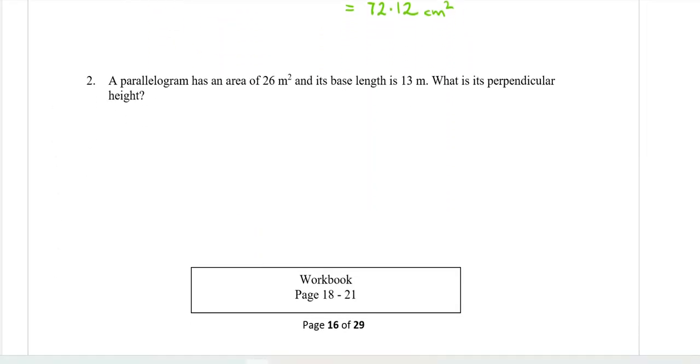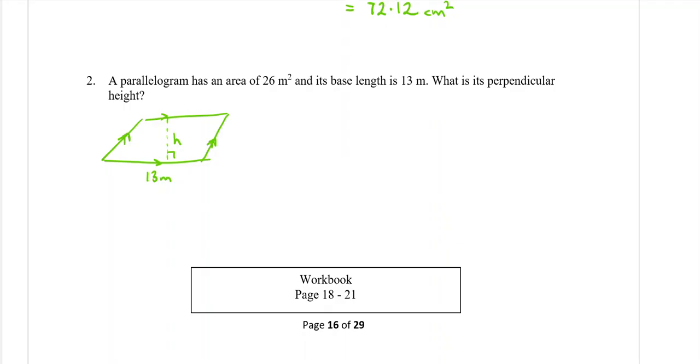Question 2. A parallelogram has an area of 26 meters squared and its base length is 13 meters. What is its perpendicular height? So a parallelogram looks a bit like this. Pushed over rectangle, has parallel sides like that. The base length is 13 and we're trying to find the height, which would be that measurement there.